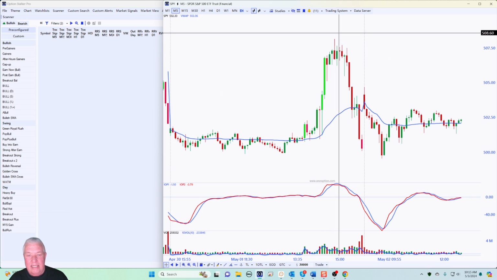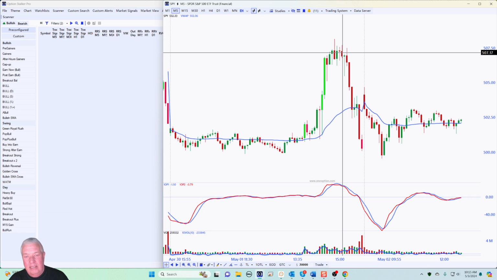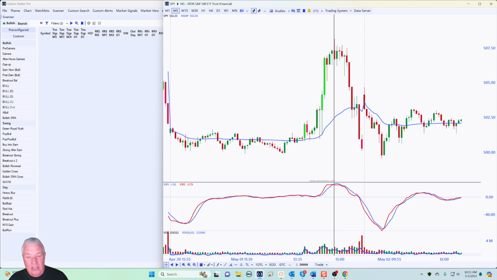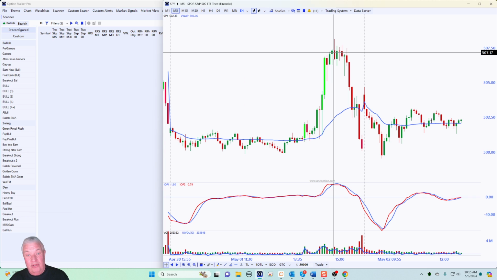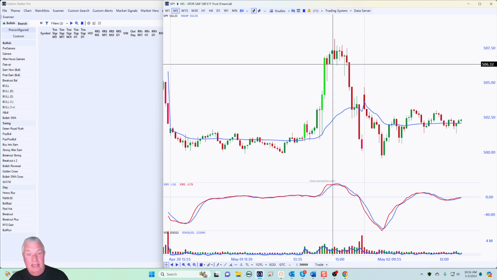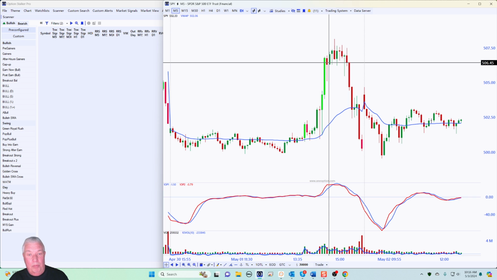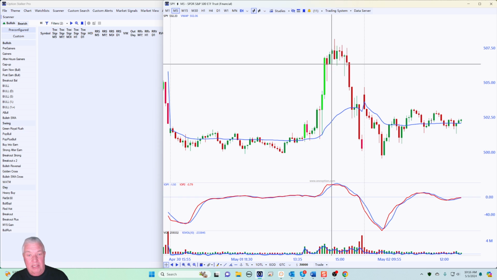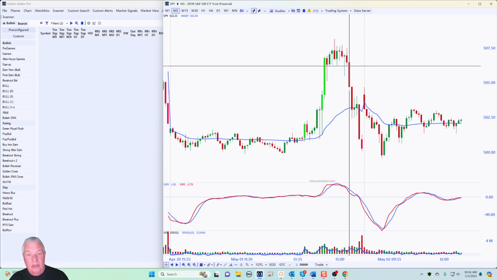Wicks, wicks, wicks, wicks. Those are a sign of resistance. That is selling pressure. Hey, look at this. We've got a bearish 1OP cross. I'm going to be looking for signs of resistance as soon as we start taking out the open of this last long green candle right here.